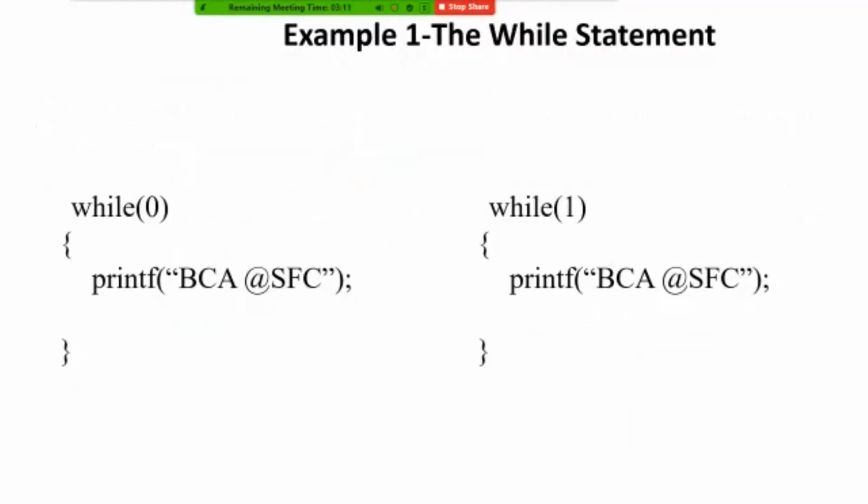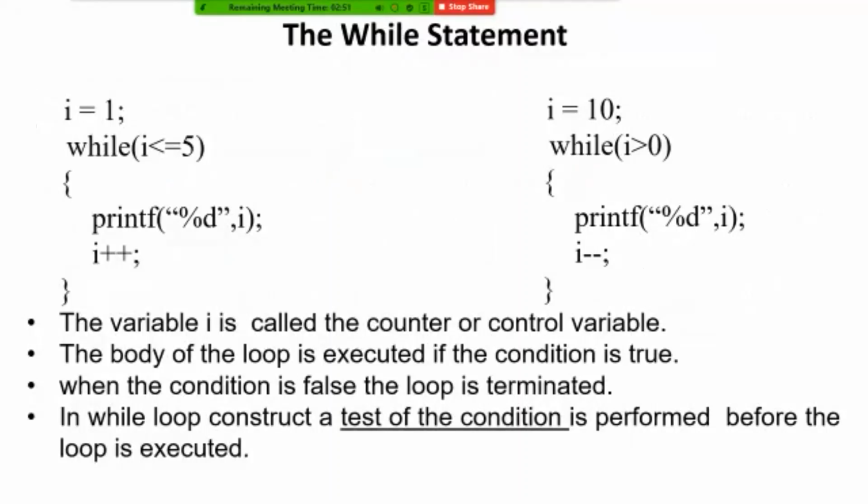So I have given one example. Whenever the condition is true, it is considered as 1, and whenever the condition is false, it is considered as 0. So if you directly give 0 and 1, 0 means false, it will not execute the printf statement. 1 means true, it will execute the printf statement, or it will print BCA at SFC. That is the while statement. Now, using two small examples, which you can write for the exam.